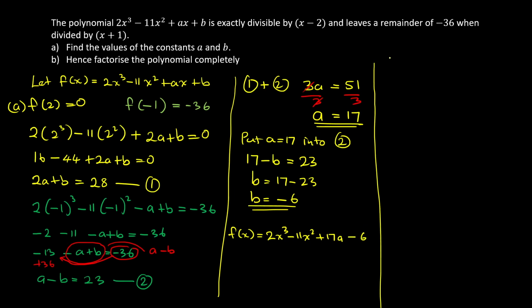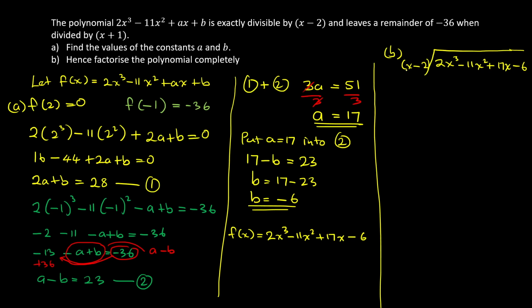So let's do long division so that we can factorize completely. See, this is for b now. How do we do long division? Put in the polynomial here: 2x cubed minus 11x squared plus 17x, not 17a, my mistake, 17x minus 6. Alright, now let's divide that by x minus 2. Alright, now let's find the first result here.